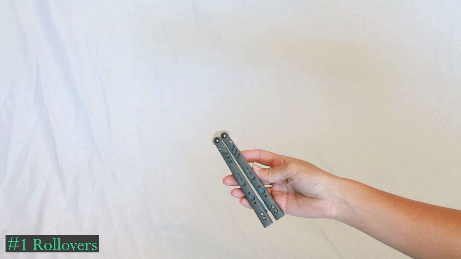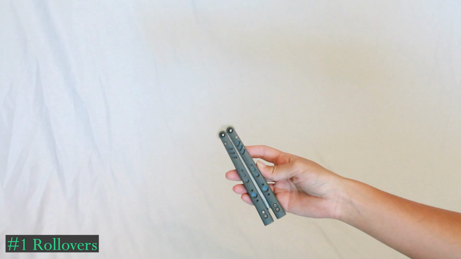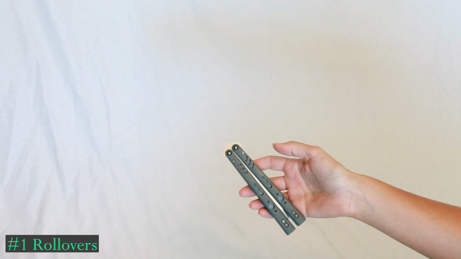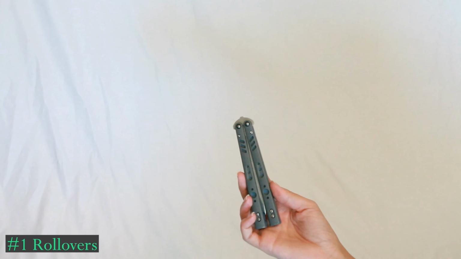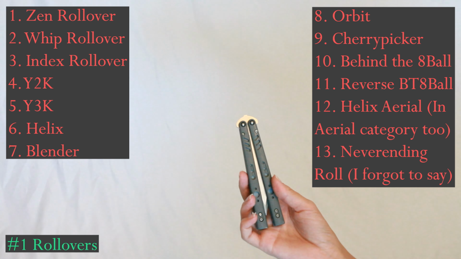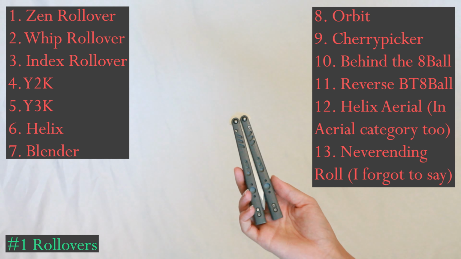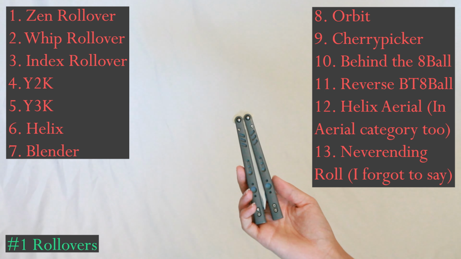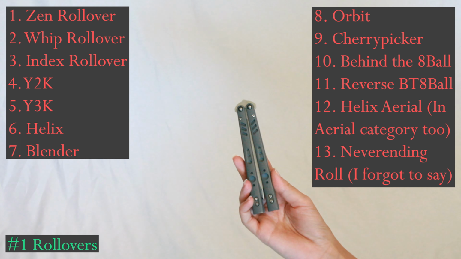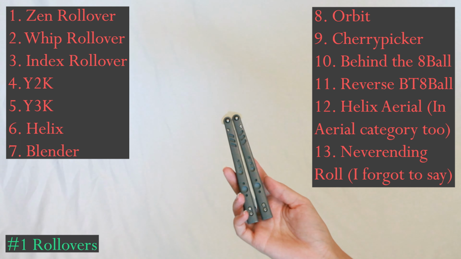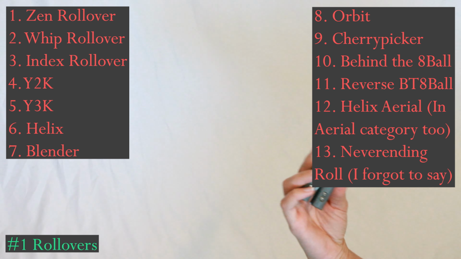To start us off, the first category is rollovers, which are my favorite type of trick. All the tricks that I could think of from my channel that fit under this are the Zen, Whip, and Index rollovers, the Y2K, the Y3K, the Helix, the Blender, the Orbit, the cherry picker, the behind the 8 ball, the reverse behind the 8 ball, and the Helix aerial, which fits into both aerials and this.